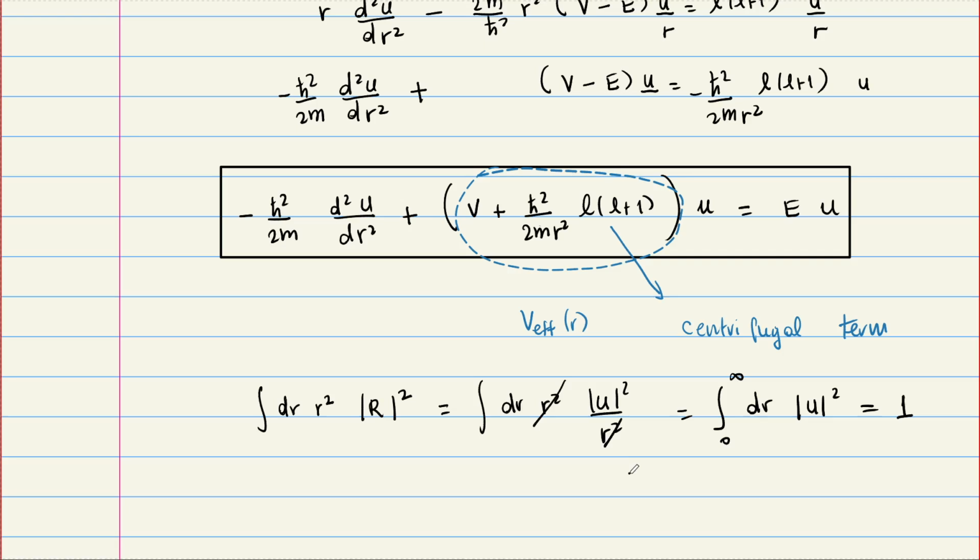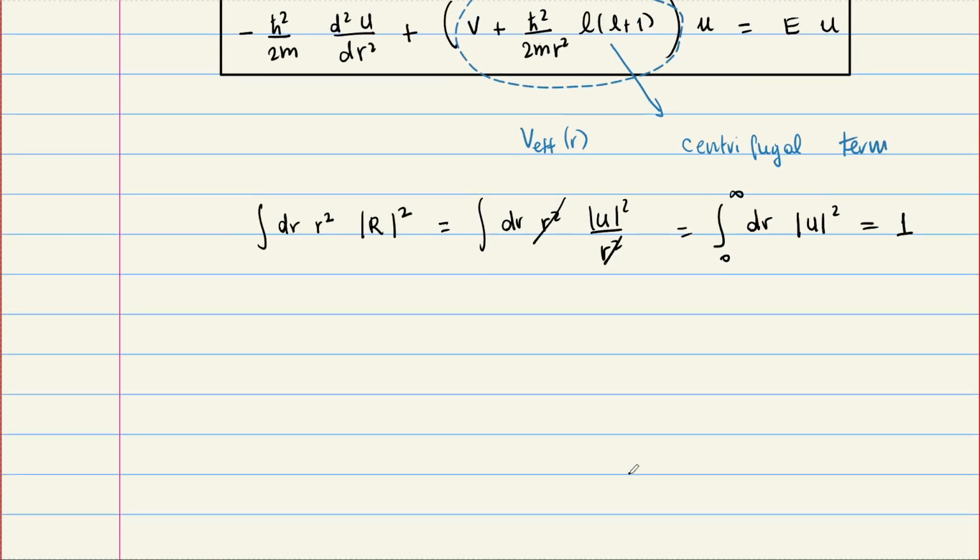And now we have to specify V and solve it and see what it looks like. That's what I want to spend some time with. So let's consider an example: the infinite spherical well. That's the simplest thing we can do.